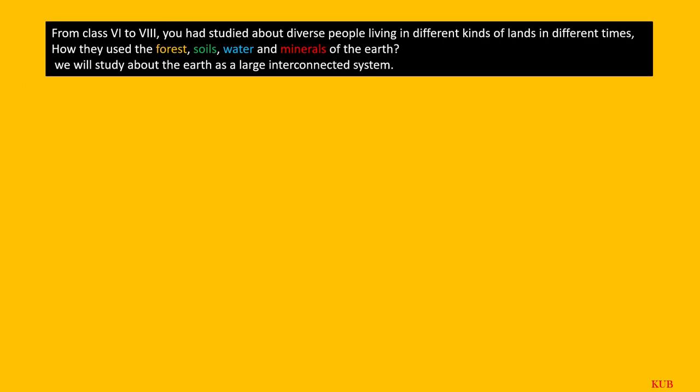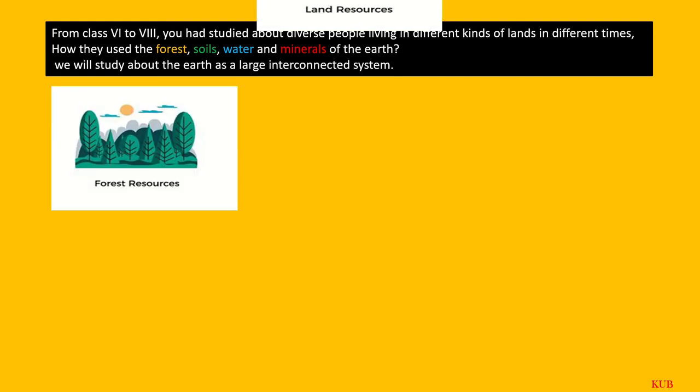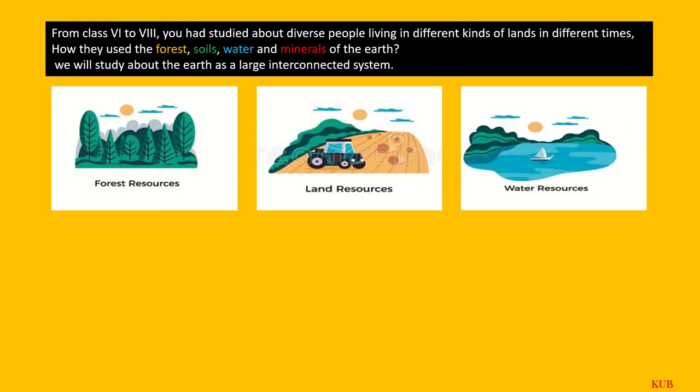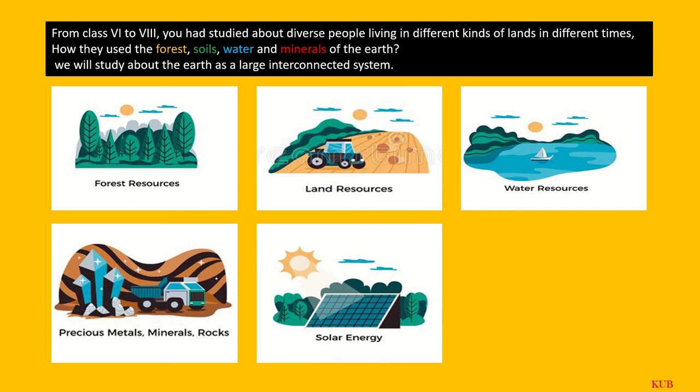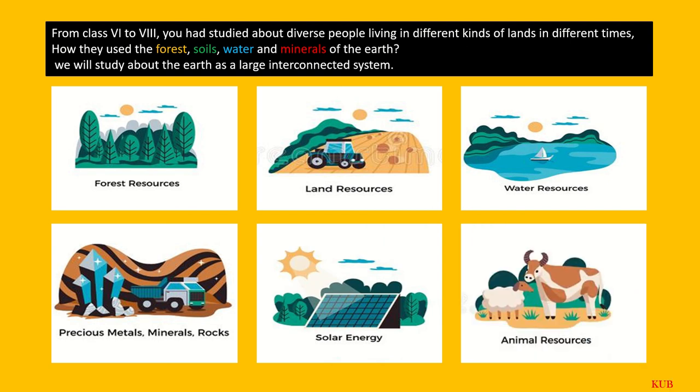From class 6 to 8, you had studied about diverse people living in different kinds of lands in different times, how they use the forest, soil, water, minerals of the earth. We will study about the earth as a large interconnected system. We will see how the rocks, soil, water, air, sunshine, forest, animals, and humans interact with each other and change each other constantly.